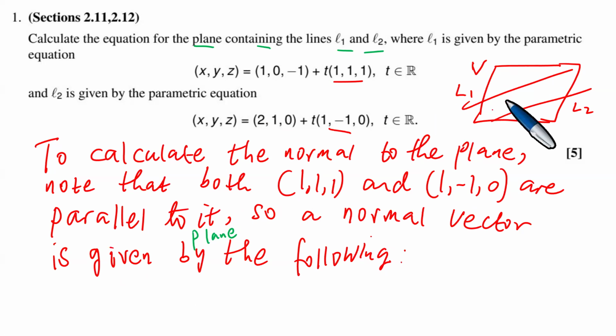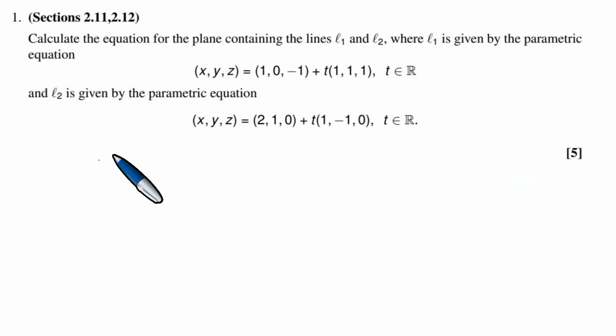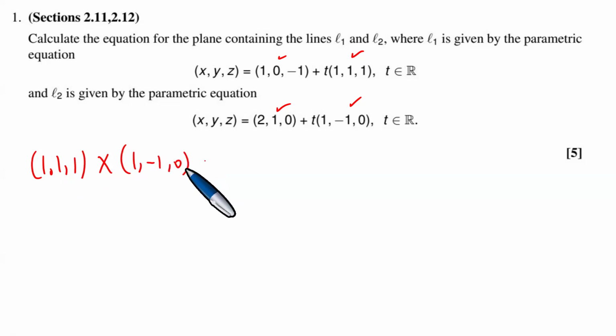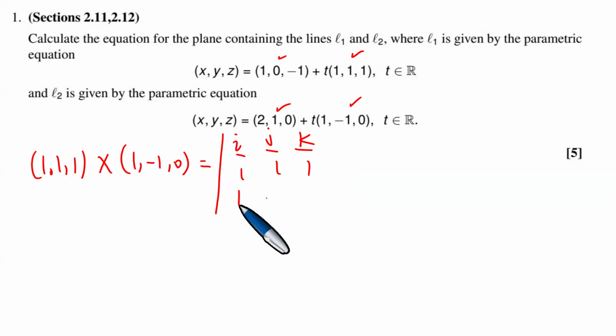And obviously, a normal vector, the word normal means perpendicular. And we want to find the normal. So we take the vectors here because every line passes through a point and is parallel to the vector. So we have this one here, and we have this one here, and we have i, j, k, with (1, 1, 1) and (1, -1, 0).